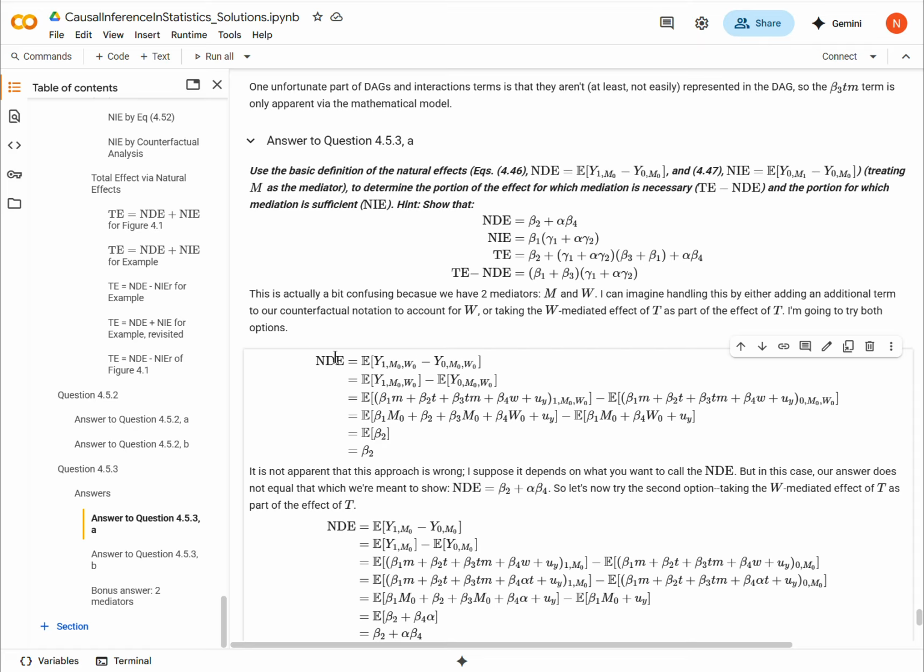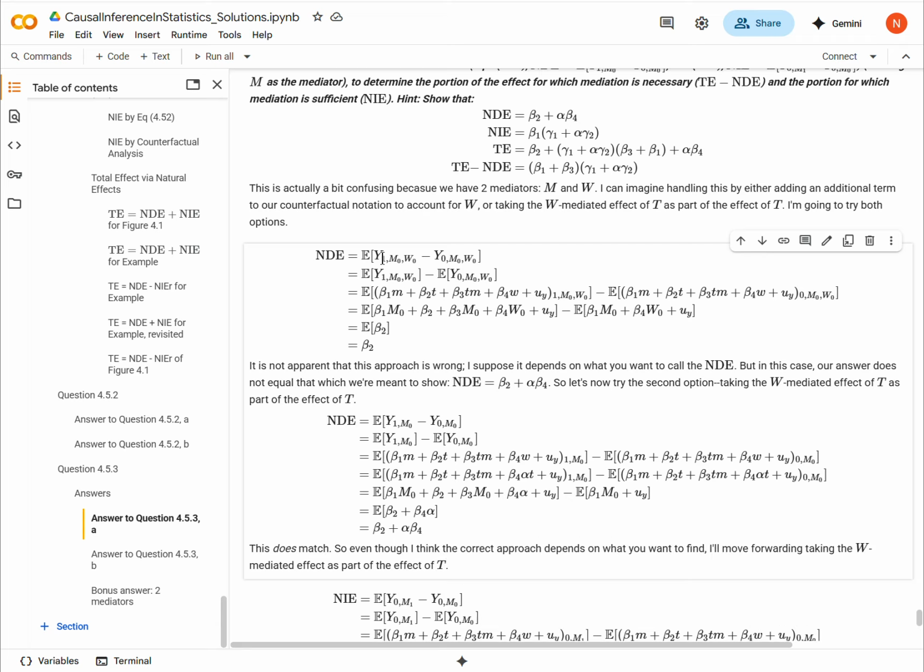And so for the NDE, remember this is the effect of changing the treatment from 1 to 0, and then fixing the mediator, or in this case mediators, to the value they would obtain when treatment was 0. And so again, you can go through this math.